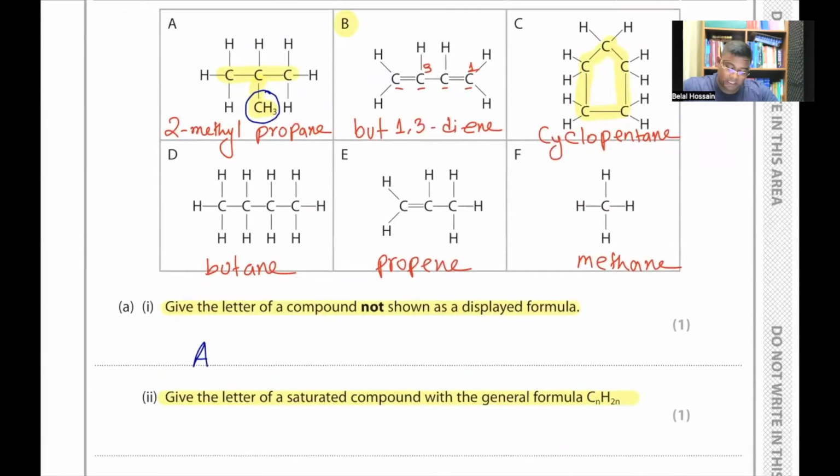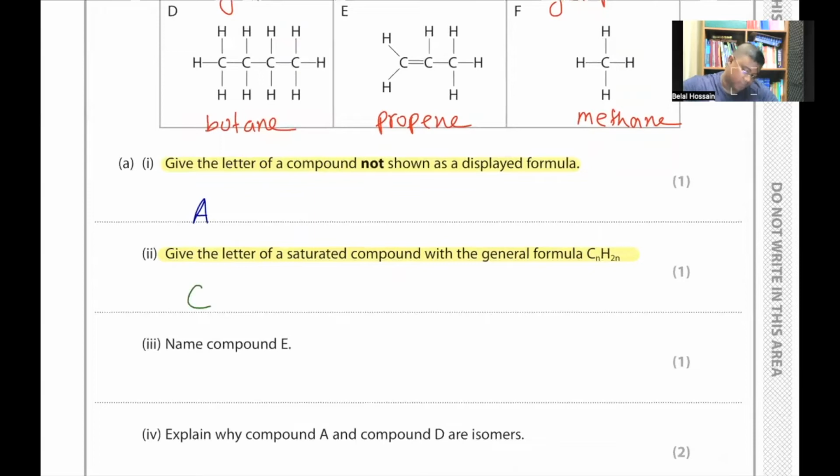Part 2. Give the letter of a saturated compound with the general formula CnH2n. Since it says saturated compound, that means the carbon must have carbon-carbon single bonds only. And it also has to be CnH2n. All right. So we know that cyclic alkanes are the only ones that can meet that particular criteria, because if we count in here, there are 5 carbons and a total of 10 hydrogens, which meets the general formula CnH2n. And it has all carbon-carbon single bonds. That means it is saturated. So C will be the correct answer.